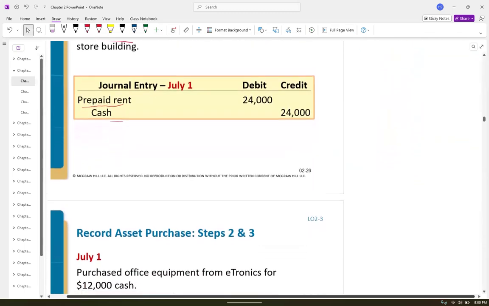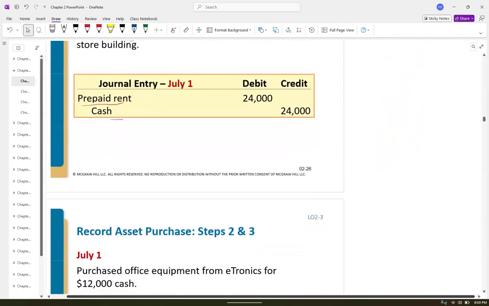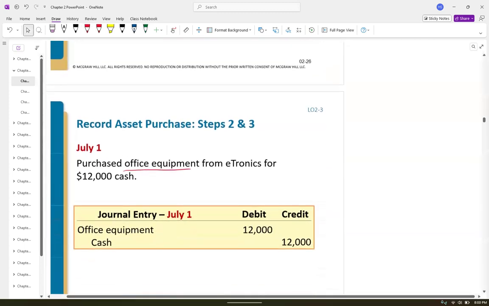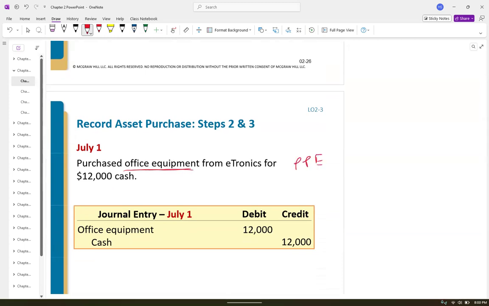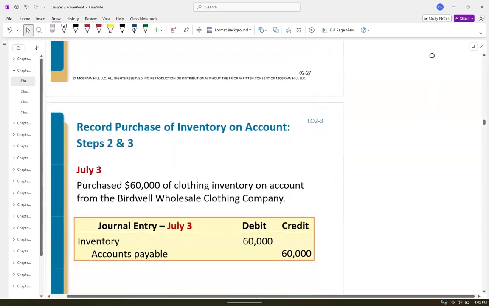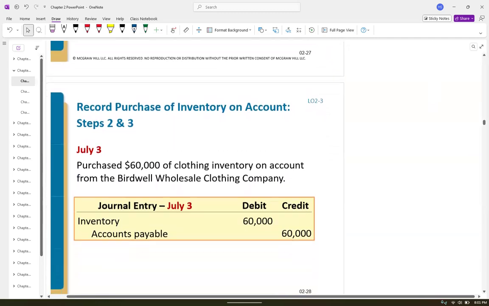All right, next entry, we are going to purchase some office supplies. I'm sorry, office equipment from Etronics for $12,000 cash. Okay, we are going to debit office equipment for 12,000, credit cash. We're also going to need this one for our adjusting entry because office equipment is property, plant, and equipment, which will be depreciated. I'm just guessing they're probably going to make us do that as an adjusting entry on this problem because they take these journal entries and they go through the entire process.